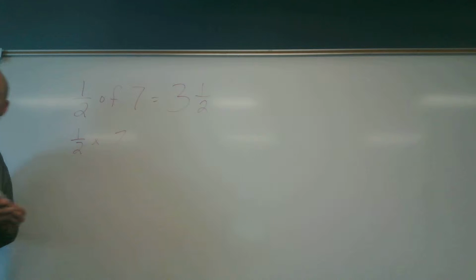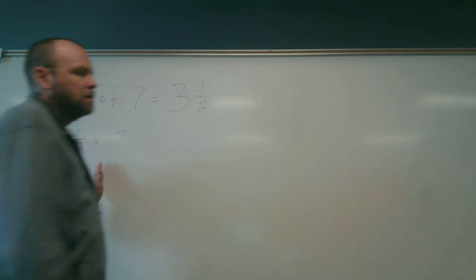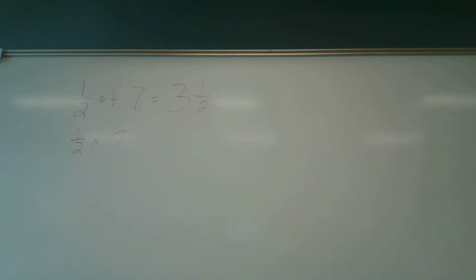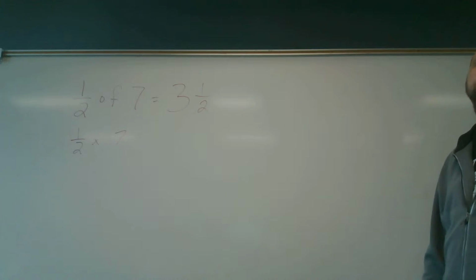Now, as Andrew said moments ago, "of" is the same thing as multiplication. So if I found 1/2 of 7 or 1/2 times 7, I have to have them both be fractions. Dylan, are both of these fractions right now? Dylan, how do I change the number 7 to a fraction without changing the value?